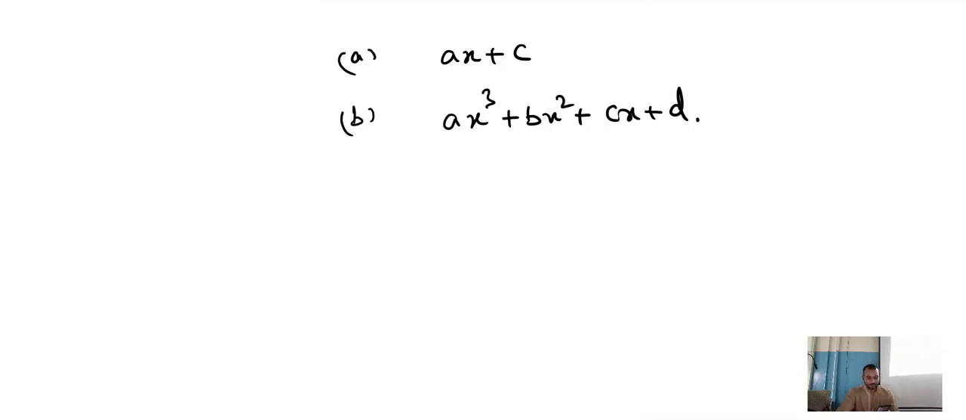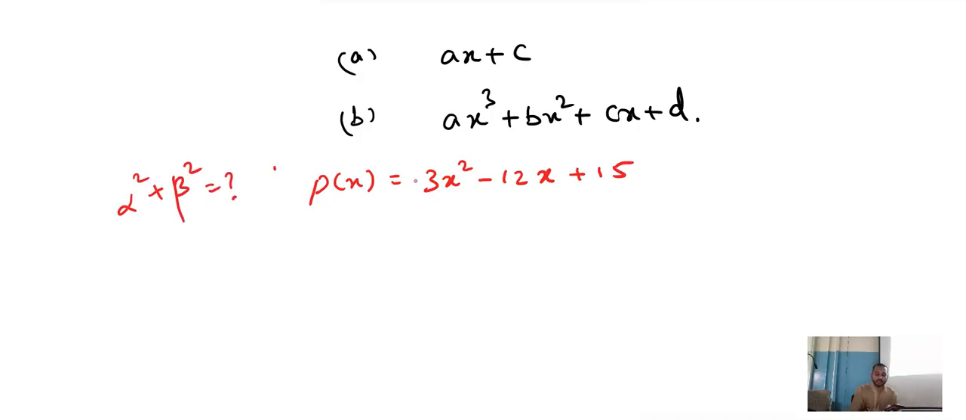Next question. If alpha and beta are the zeros of the polynomial p of x is equals to 3x square minus 12x plus 15, then find the value of alpha square plus beta square.